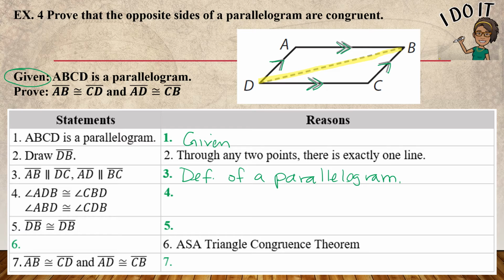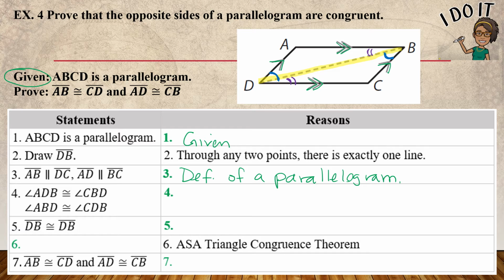All right, so let's look at number 4. Number 4 states that we have angle ADB, so angle ADB here, is congruent to angle CBD, which is this angle right here. And then we also have angle ABD, which is this angle right here, is congruent to angle CDB, which is this angle right here. And they want to know, why are these 2 pairs of angles congruent?